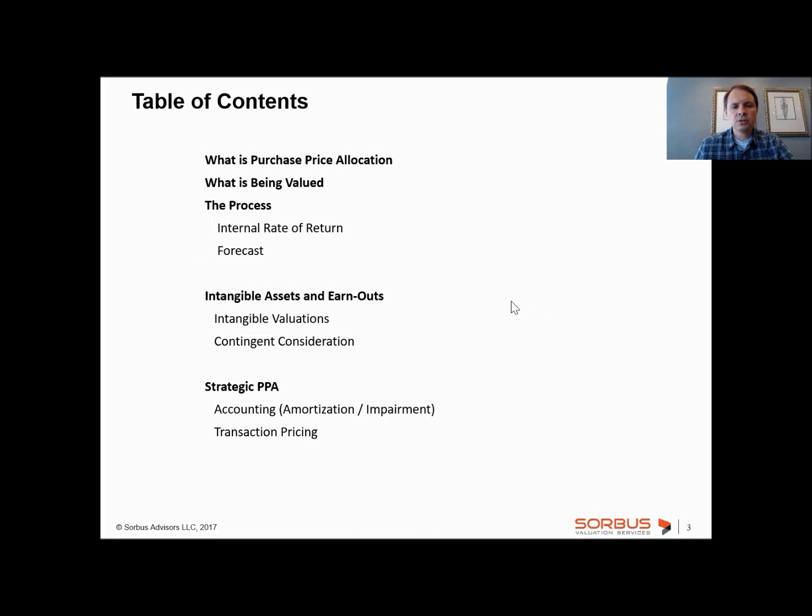So first, a show of hands, who has done purchase price allocations before or been part of a purchase price allocation project? Again, the button is on the top left of your screen. Okay, so actually not that many people. So that's great. Be happy to introduce you guys to the wonderful world of purchase price allocations.